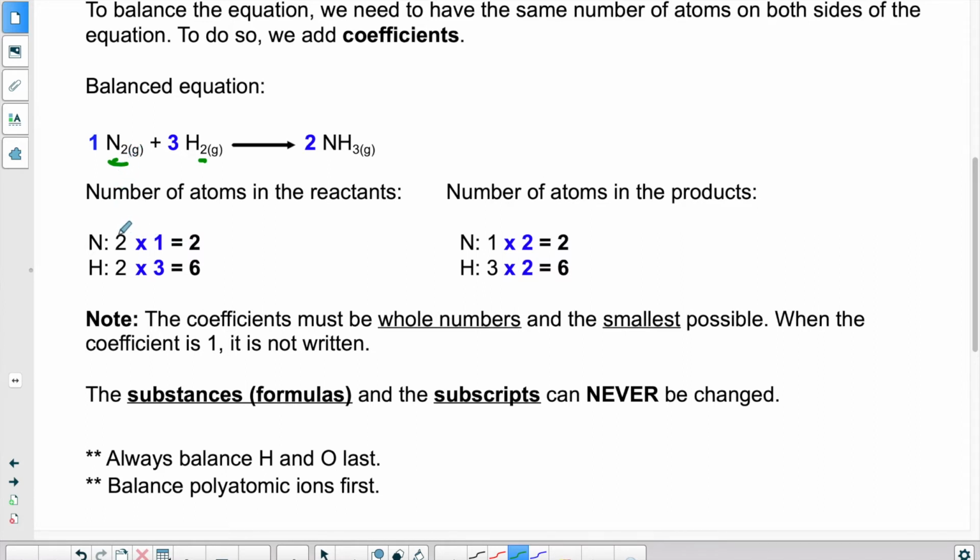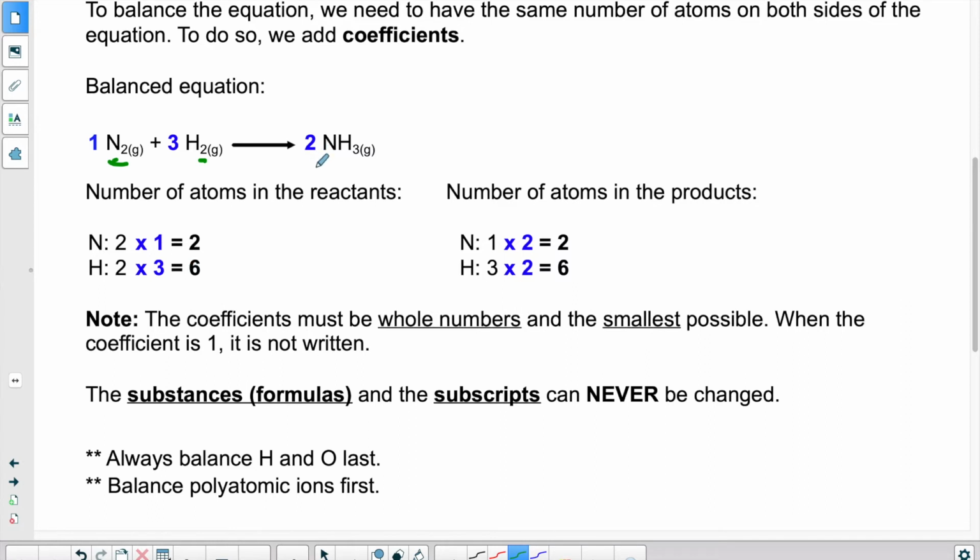So 2 N's times a coefficient of 1. So 2 times 1 gives me 2. For hydrogen, I have 2 hydrogens times 3, right? Because I have 3 molecules of H2. So 3 times 2 H's gives me 6 H's.